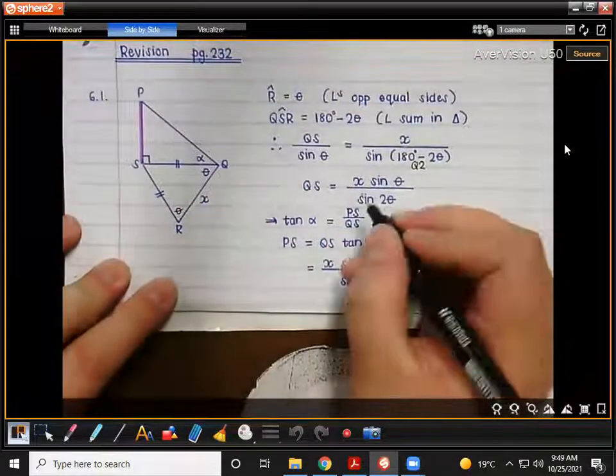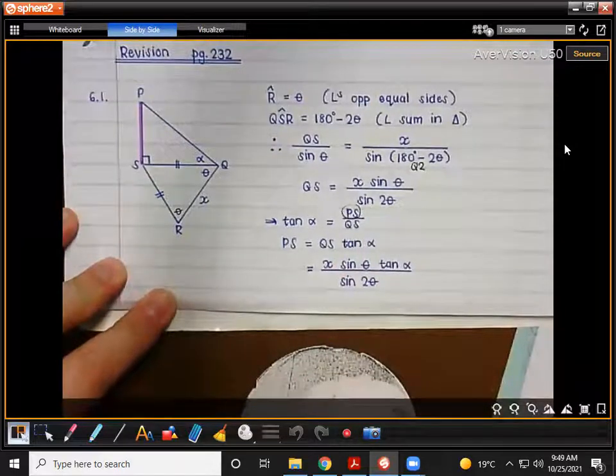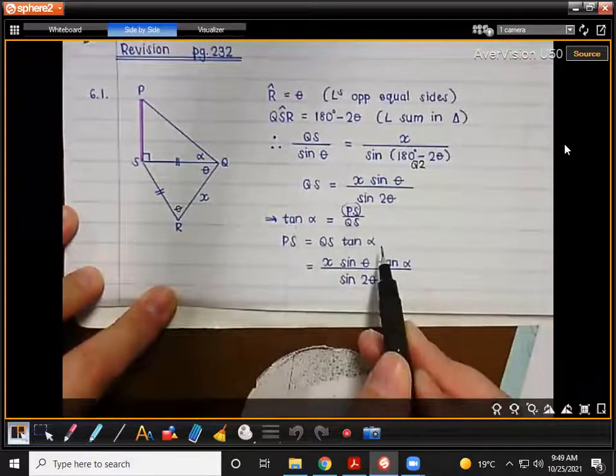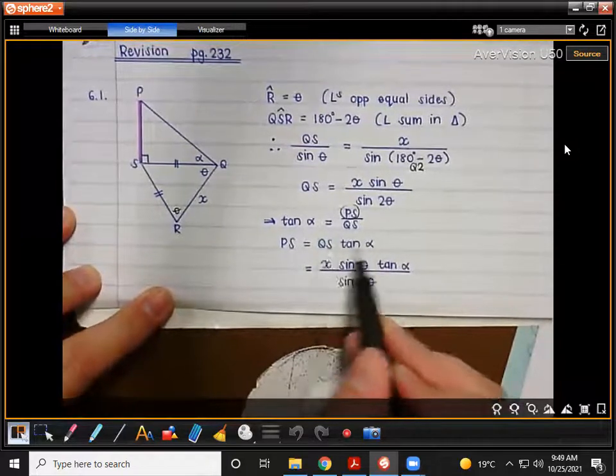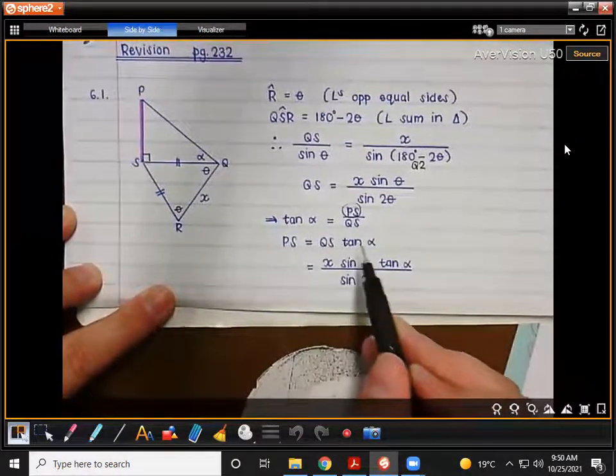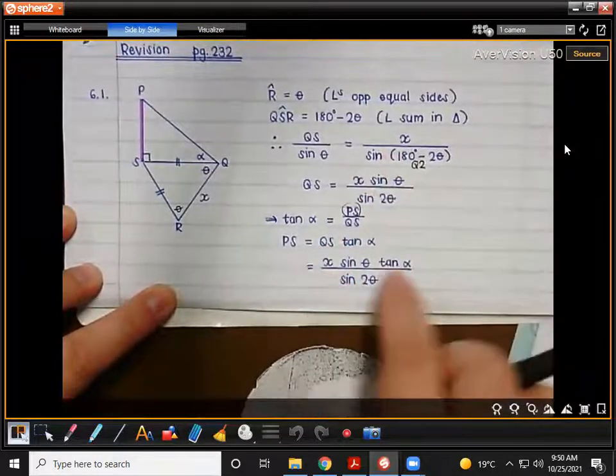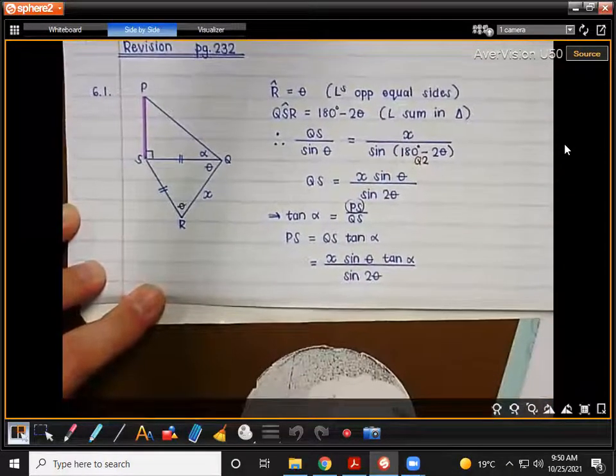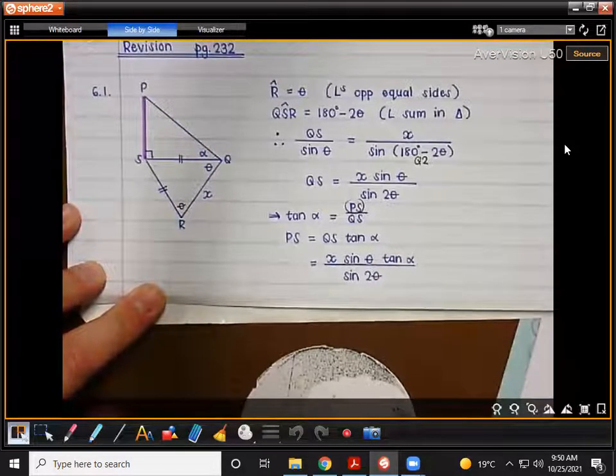Then to get PS on its own, remember that's what I'm trying to get, I'm just multiplying by QS on the other side. And then this was an easy one to do, guys, because we didn't have another fraction. It's just QS times tan alpha. So this thing times tan alpha. Right, in which case you would just put the tan alpha at the top of the fraction. Yeah. If things easily kind of start with tan theta, just finding out the equation for PS. Yeah. And then find QS and then sub it in. Yeah.